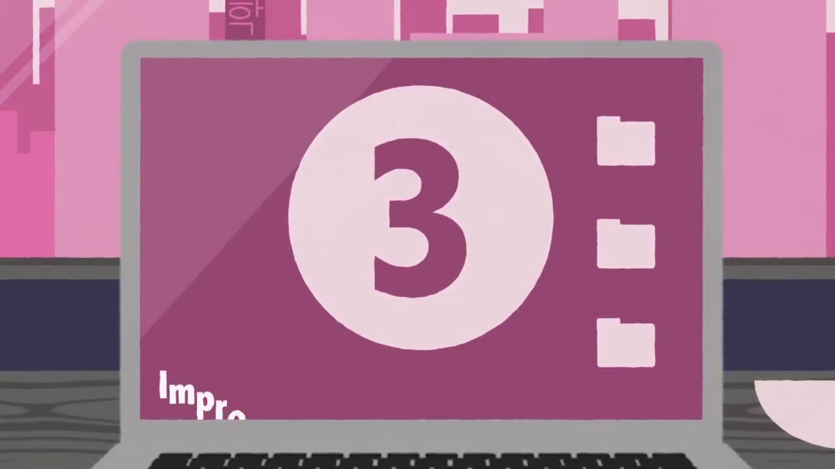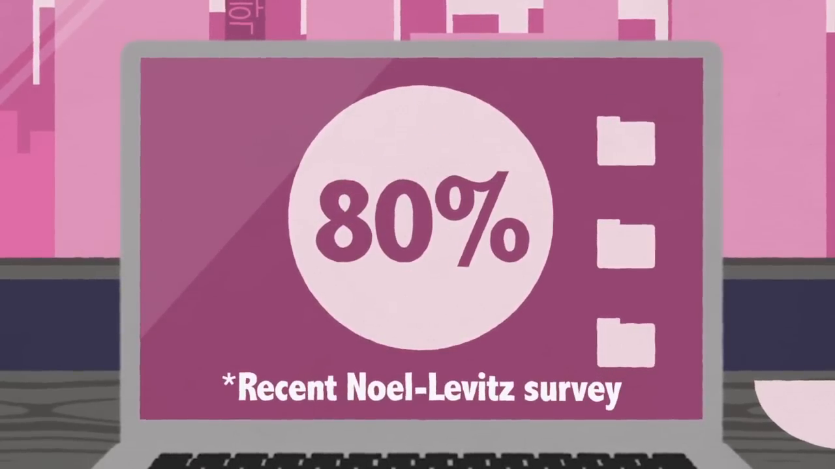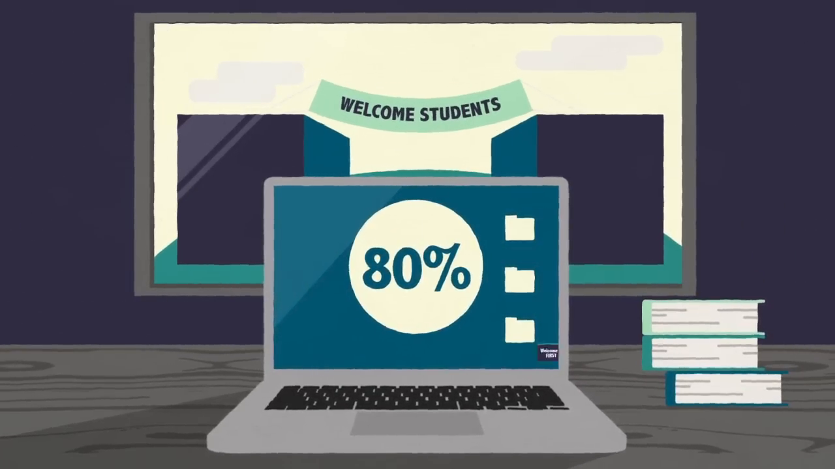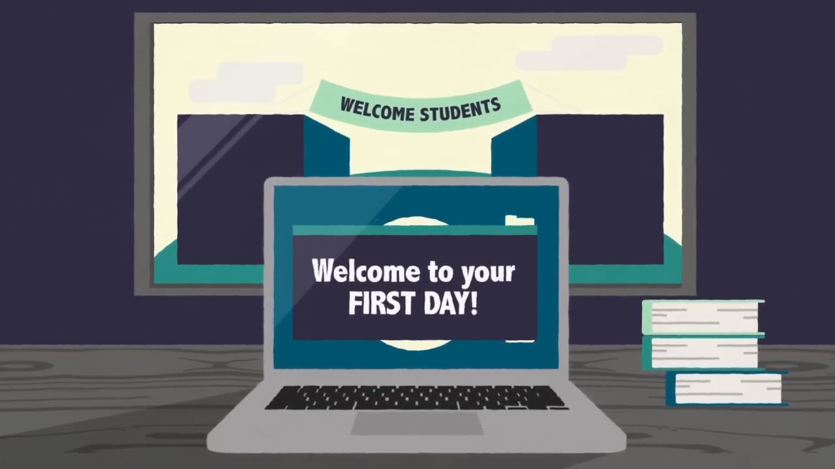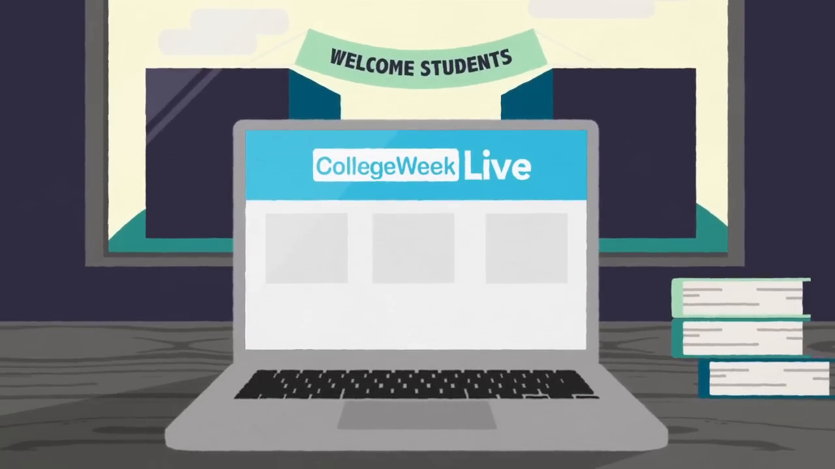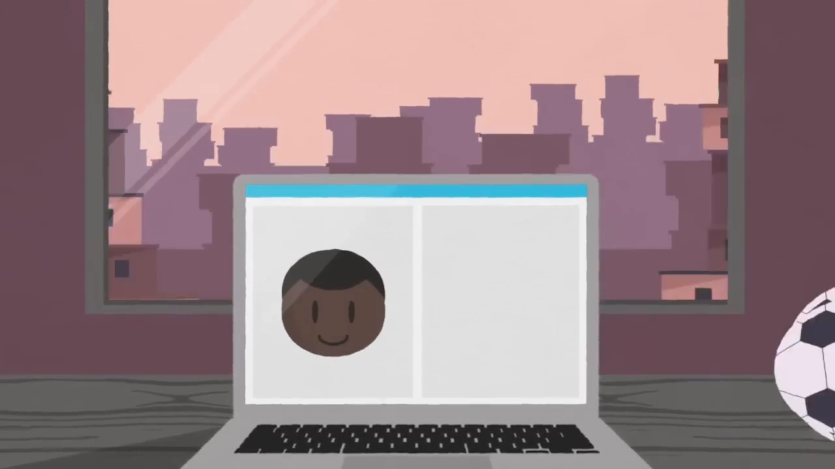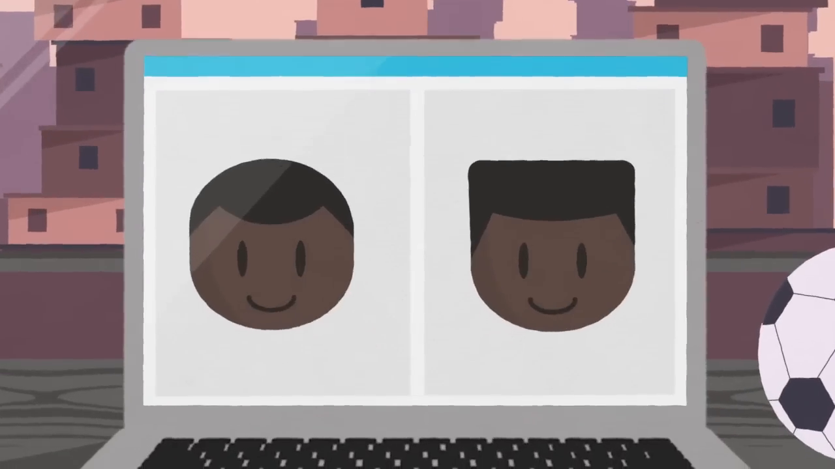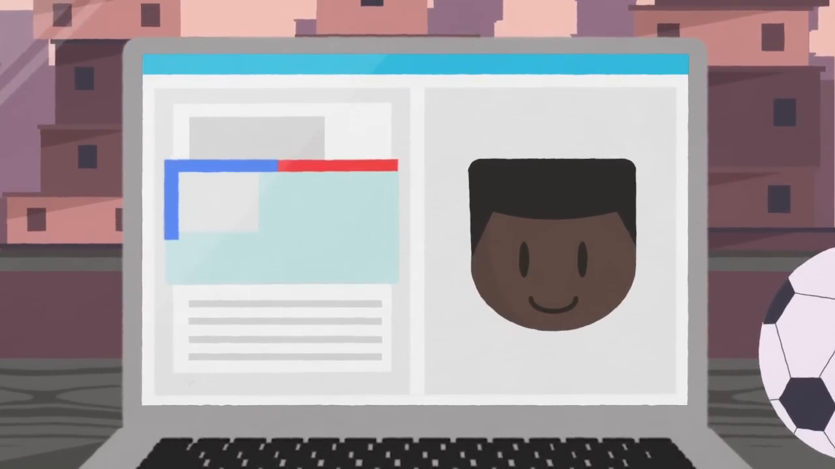Number 3, improve international student yield. More than 80% of international students said it was important to them to have conversations with universities at all stages of the enrollment process, which is exactly what CollegeWeekLive helps you do. You can even use your student ambassadors to engage with prospective students in their native language and provide custom overviews on navigating the I-20 and visa processes.